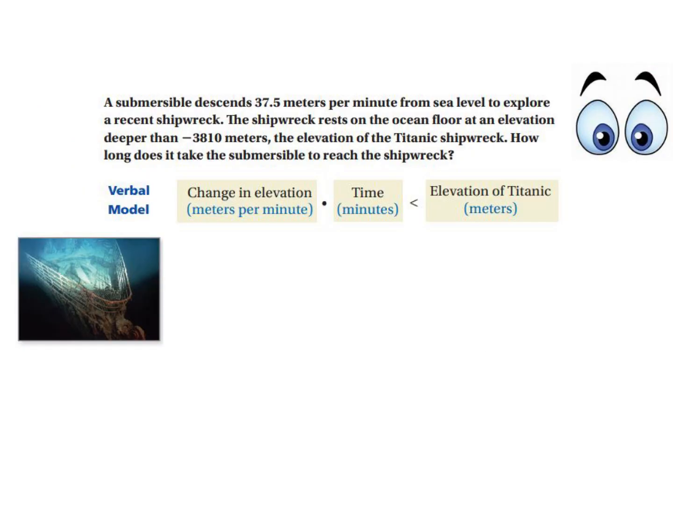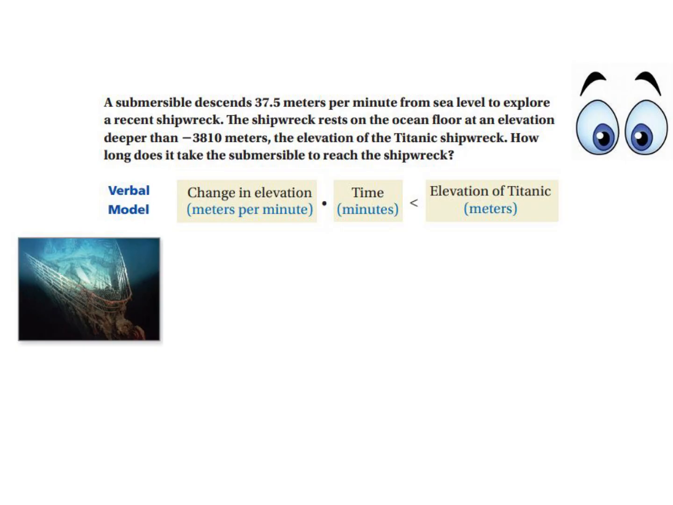All right, now we're going to get into that last part of the success criteria, which was using multiplication and division to solve real-life inequality problems. So our first one is this. The submersible descends 37.5 meters per minute from sea level to explore a recent shipwreck. The shipwreck rests on the ocean floor at an elevation deeper than negative 3,810 meters. That's where the elevation of the Titanic is. Ours is a little bit deeper than that. How long does it take the submersible to reach this shipwreck?